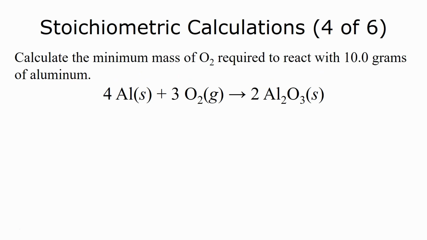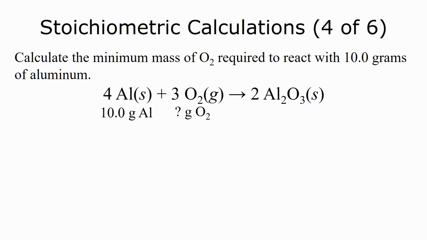Now we can use the stoichiometric ratios to calculate other things, not just mass of product. For instance, if we start with 10 grams of aluminum, how much oxygen is required? The minimum quantity specifically. We can have more oxygen, it can be in excess, but as long as we have the minimum amount, this reaction will go to completion.